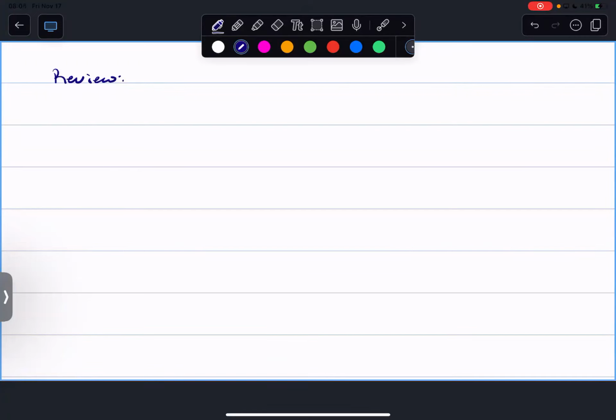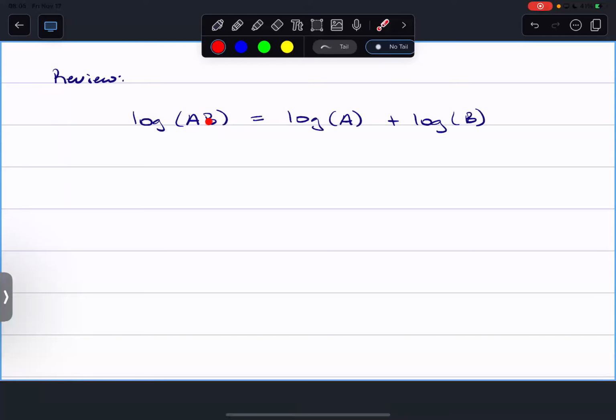For review, we said that the log of a times b is the same as the log of a plus the log of b. You can move back and forth between those, and that's going to be really handy when you're solving problems. If you've got something inside the log and you want to get it on its own, one way to do that is to break it out into addition. Or similarly, if you're adding logs and you want to group them together, then you multiply them inside.